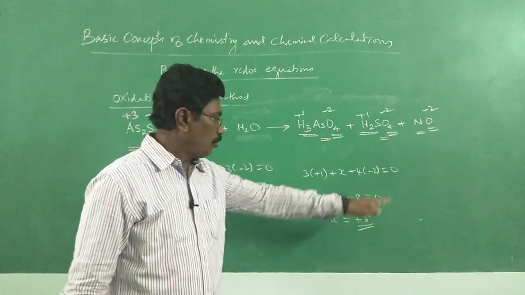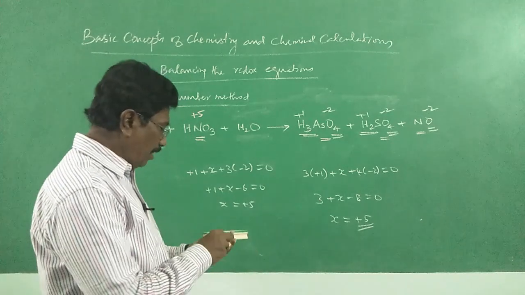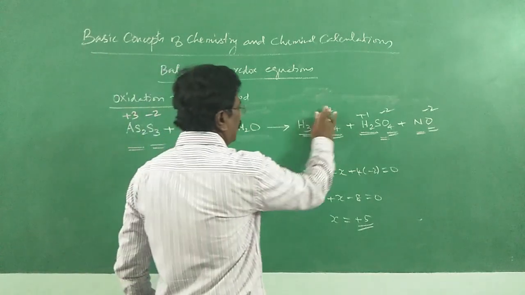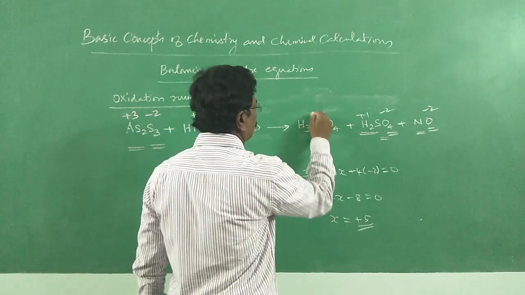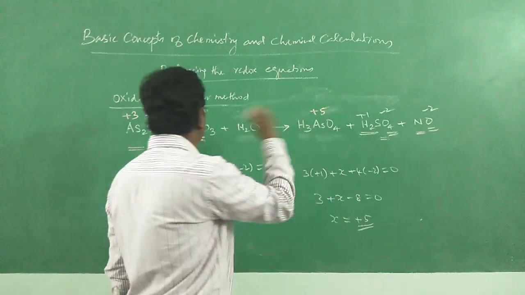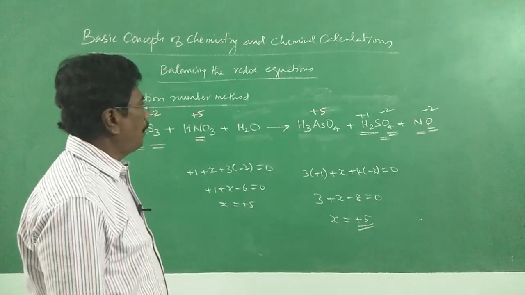Minus 5 goes over there, plus 5. So, the oxidation number of arsenic is found to be plus 5. So, arsenic is oxidized. Alright.